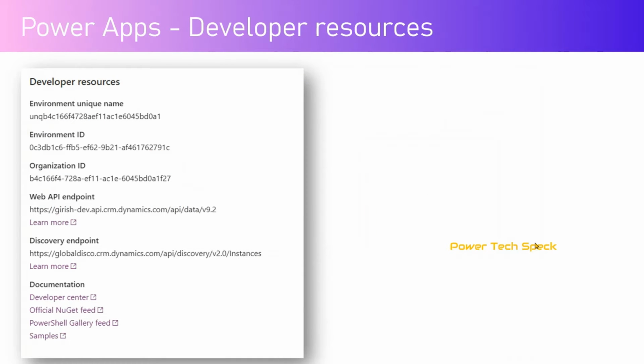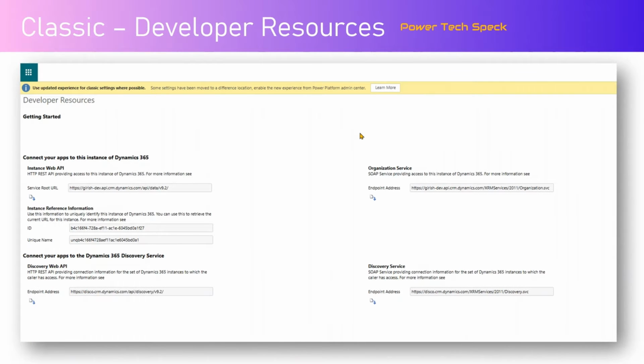Power Apps Developer Resource. Now, this is also an important thing. If you want to know the Web API endpoint, or organization ID, or the environment ID, or the environment unique name, or the discovery endpoint, these can be extracted using the developer resources. A bit of classic interface has the same or similar information, but it has the discovery web API, organization service, discovery service, and the instance web API. Now I'll show you how all these things can be extracted. So let's jump into the system.